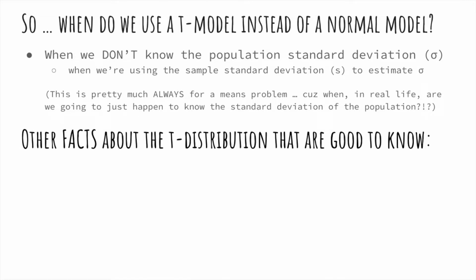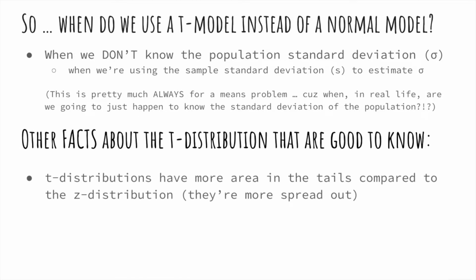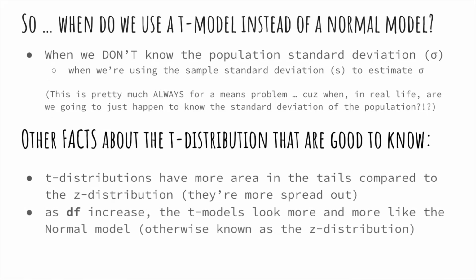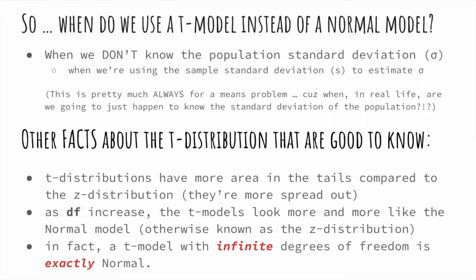Other things that are good to know about the t-model or the t-distribution: one is that, again, they have more area in the tails. They're more spread out, which means that the tail areas are going to have just more space there. Another thing that is good to know is that as degrees of freedom increase, the t-model looks more and more like the normal model. And in fact, a t-model with infinite degrees of freedom, infinite sample size, would look exactly normal. And that's going to lead me to our t-table.